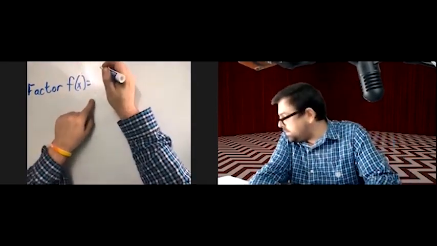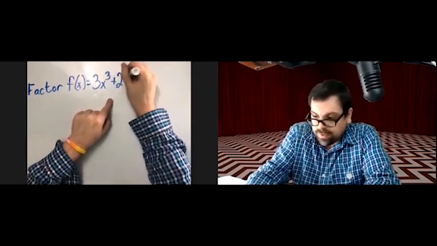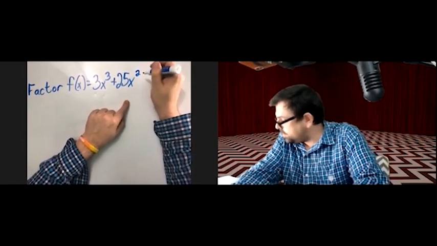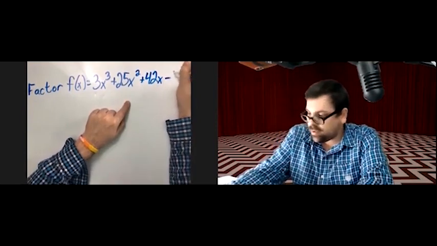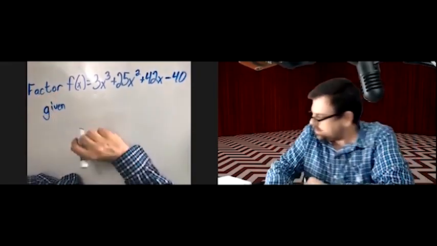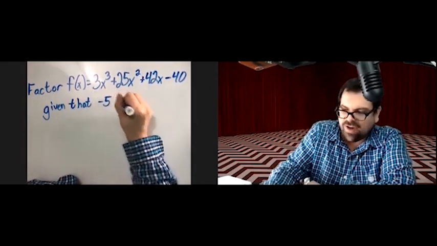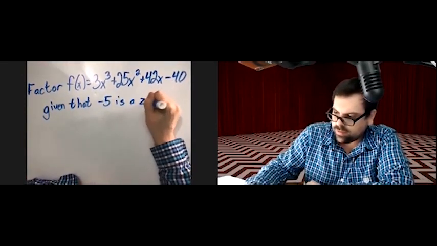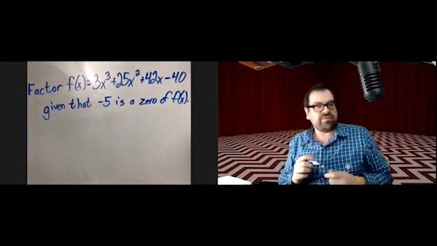f of x equals 3x cubed plus 25x squared plus 42x minus 40, given that negative 5 is a 0 of f of x.